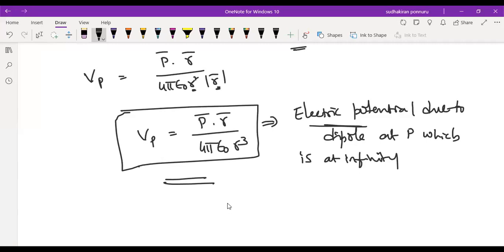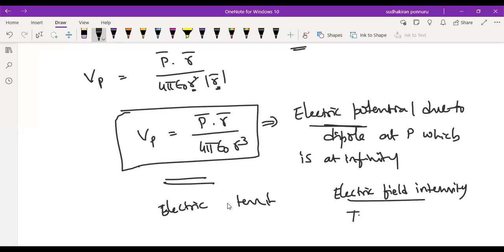Okay, so this is all about this dipole. In the next coming class, we are going to see about electric potential due to dipole. Not electric potential, sorry, electric field intensity. So electric field intensity due to dipole, and later we are going to obtain the equation of torque due to dipole.